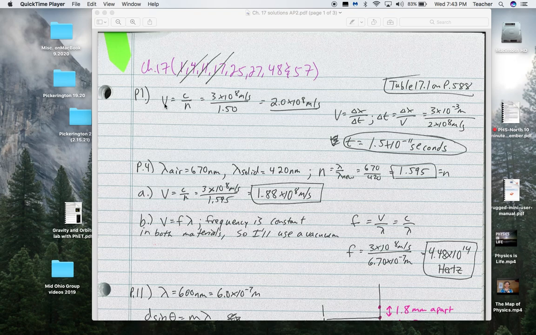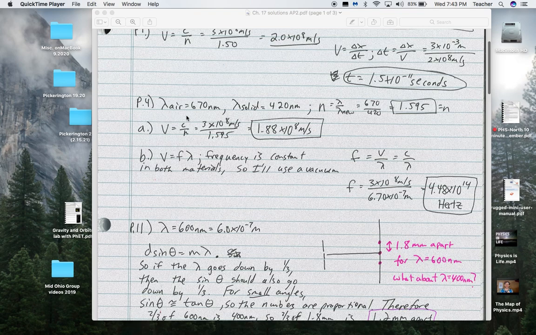So that tells you the index of refraction. That lets you know the speed of light through the material. So that's 2 times 10 to the 8th meters per second. And velocity is displacement or distance over time. So 3 millimeters is 3 times 10 to the negative 3rd meters. That's the speed. I rearranged it algebraically. I get a tiny amount of time.